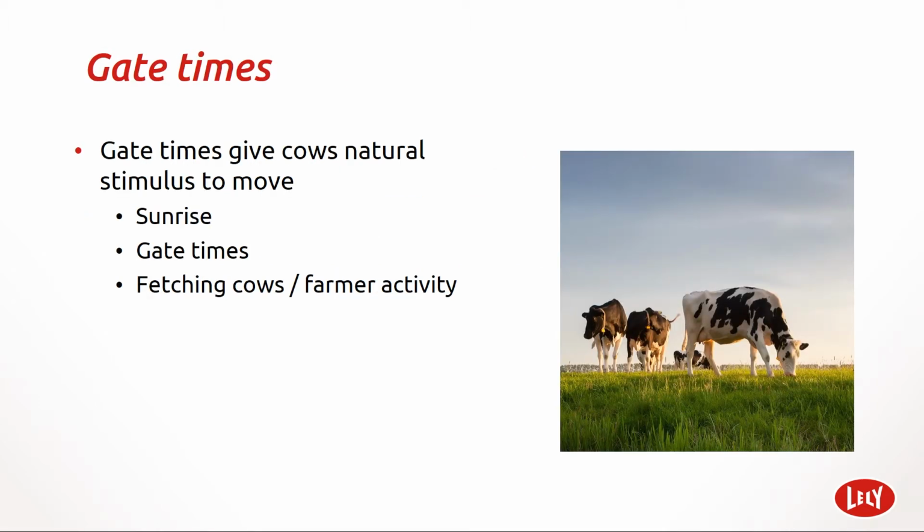Now we'll move on to the gate times and the natural stimuli. These include your sunrise, the gate times, and fetching cows or farm activity. The cows are very smart creatures and they still recognise the sunrise as it's their time to move. Then you've got the gate times, which they will learn throughout the system, and every farm will adjust according to what suits their routines. And then lastly, you've got the farm activity. A farmer getting on his motorbike and going around the farm promotes cows to move.